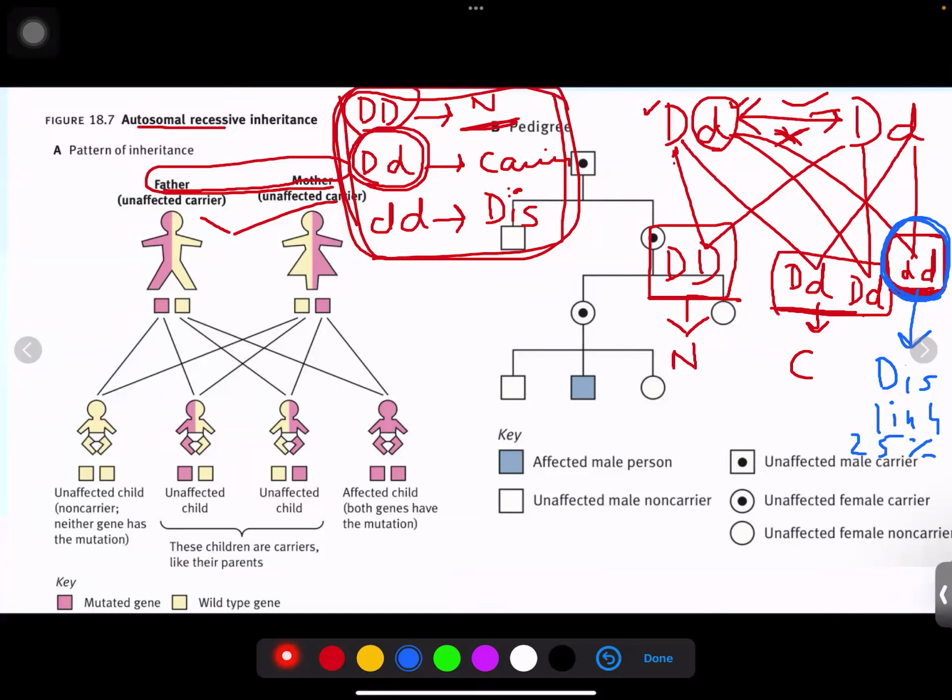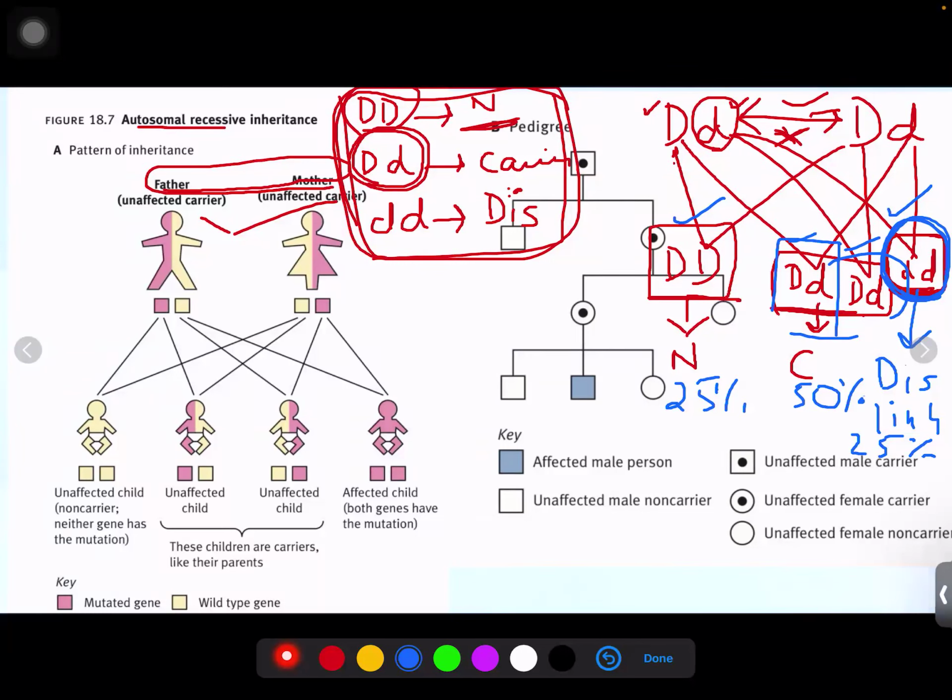So 25% chances that the offspring will have disease, 25% chances it will be normal, and 50%. There will be 25% and 25%, so combined they make 50%. So 50% chances that the offspring will be carrier. They can ask you anything from this pedigree. You cannot memorize each and everything here. You just have to draw this pedigree. You just have to have a basic understanding.